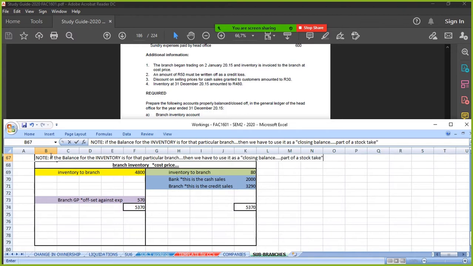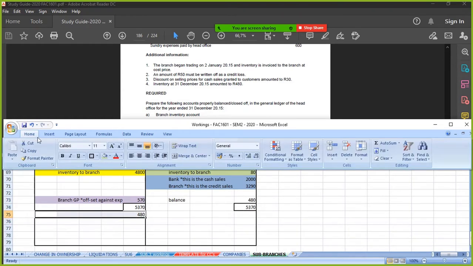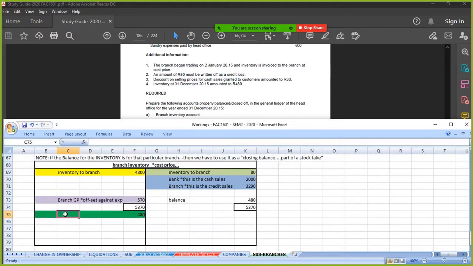All right, so the branch could count the stock, and the branch has seen that they've got that. The question should have added the word branch here. They should have said branch inventory, or inventory at the branch for the end of the year was 480. Then I would agree with that being the balance here. Balance carried down, brought down. Then I would just put in 480 here and 480 there, indicating that the branch still had stock. Closing stock, which is the same as opening stock.